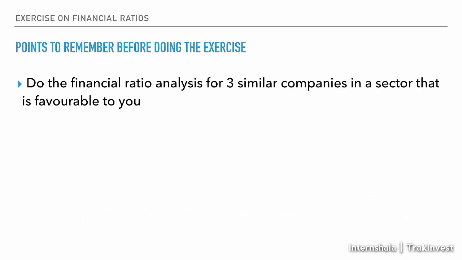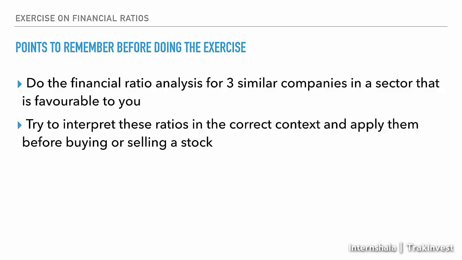Now, you've gone through this entire thing. Let's just look at the key points and summarize. Do the financial ratio analysis for 3 similar companies in a sector that is favorable to you. Pick any sector that you like. Maybe a sector that you work in, or a sector that you know enough of, or the sector that's close to you, something that you like.